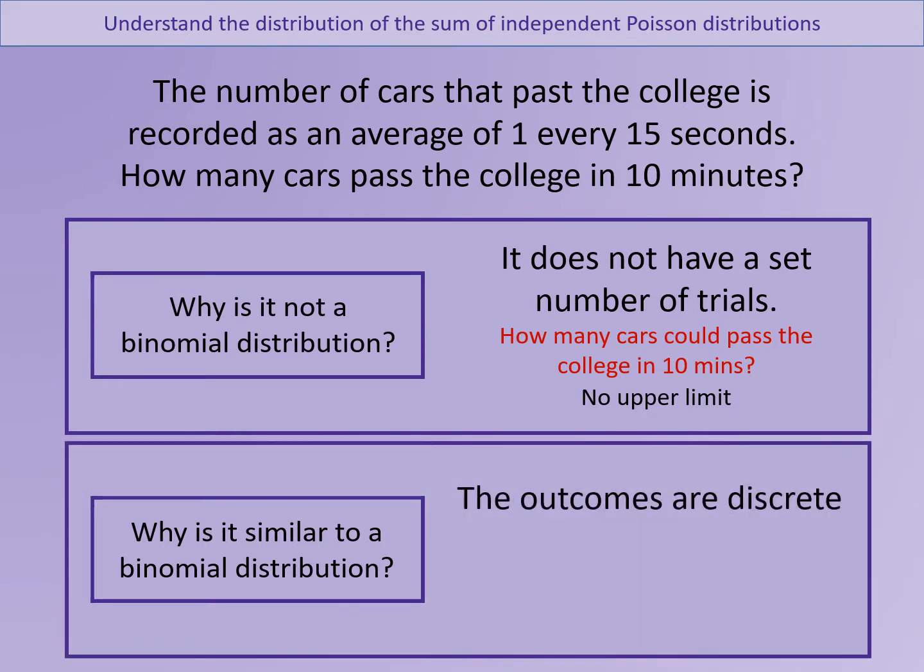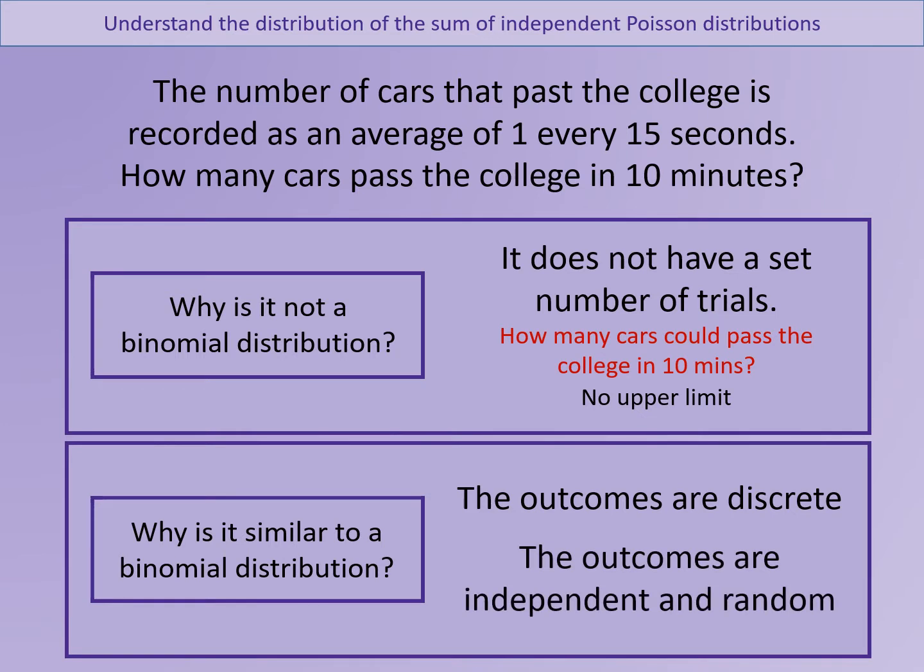The situation is similar to the binomial distribution because the outcomes are discrete. They all take integer values, in this case the number of cars passing the college. The outcomes are also independent of each other and are random events.